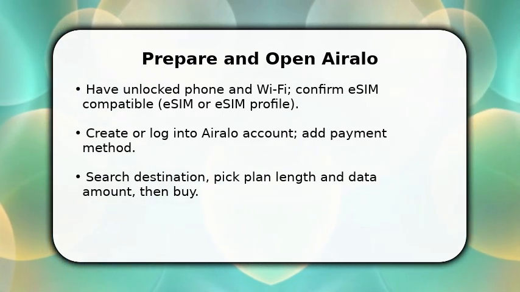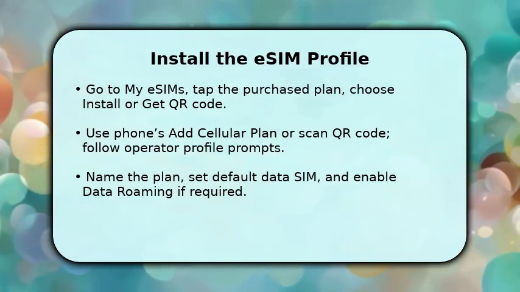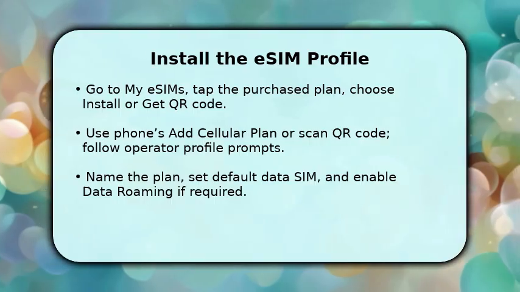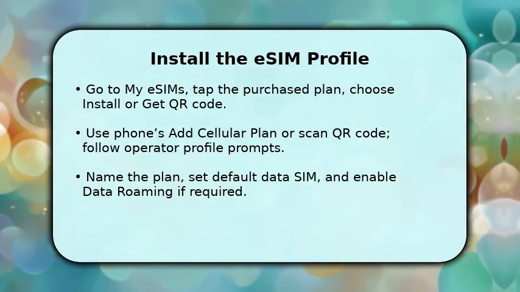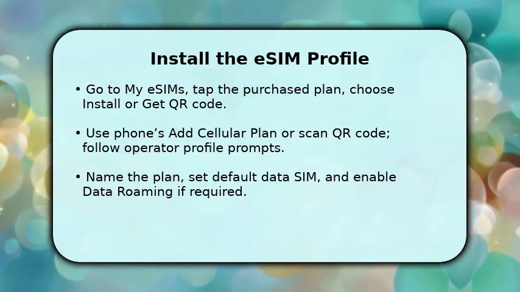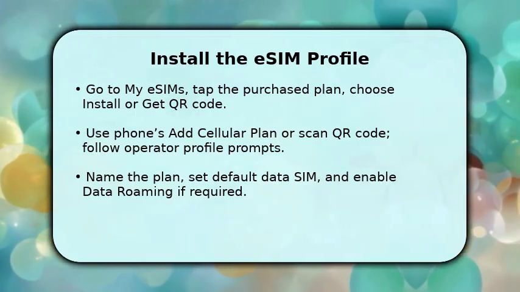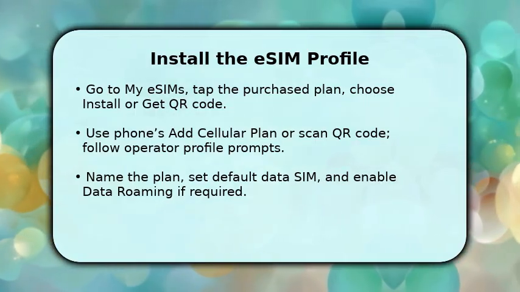You now install the eSIM profile, go to My eSIMs in Airalo and tap your purchase, then choose Install or Get QR code. If you tap Install, the app may push the profile. Otherwise, scan the QR code via Settings, Add Cellular Plan. During installation, follow the carrier prompts and accept the profile.